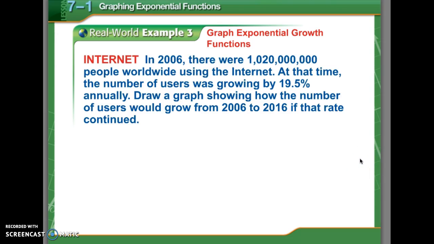All right, example 3, we've got a real-world problem. This is about graphing exponential growth functions and the amount of people that use the internet. So it says in 2006 there were 1,020,000,000 people worldwide using the internet. At that time, the number of users was growing by 19.5% annually. Draw a graph showing how the number of users would grow from 2006 to 2016 if that same rate continued.